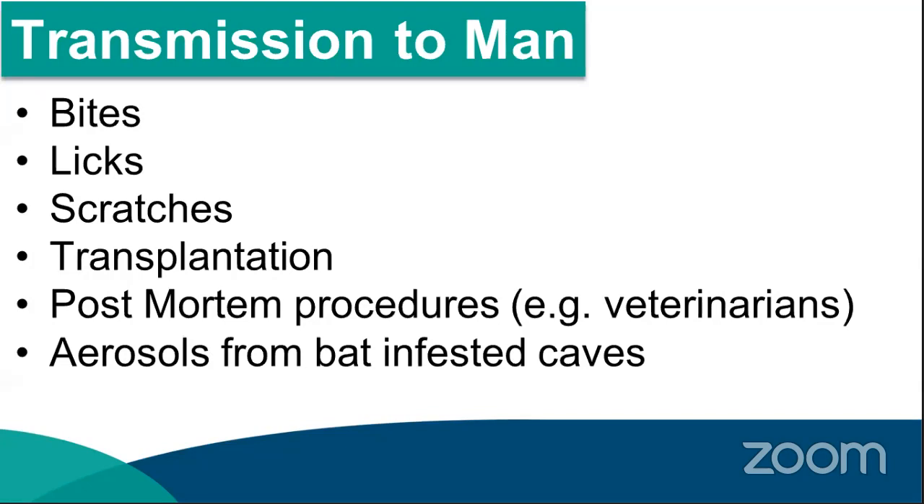Transmission to man is via bites, licks, scratches, transplantation, and post-mortem procedures. Veterinarians are at risk here, as well as aerosols from bat-infested caves. We have had 2 rabies outbreaks in the country due to transplantation, in 2015 and 2018 to 19. So one of the important issues here is to raise awareness amongst clinicians, and we need a high index of suspicion.